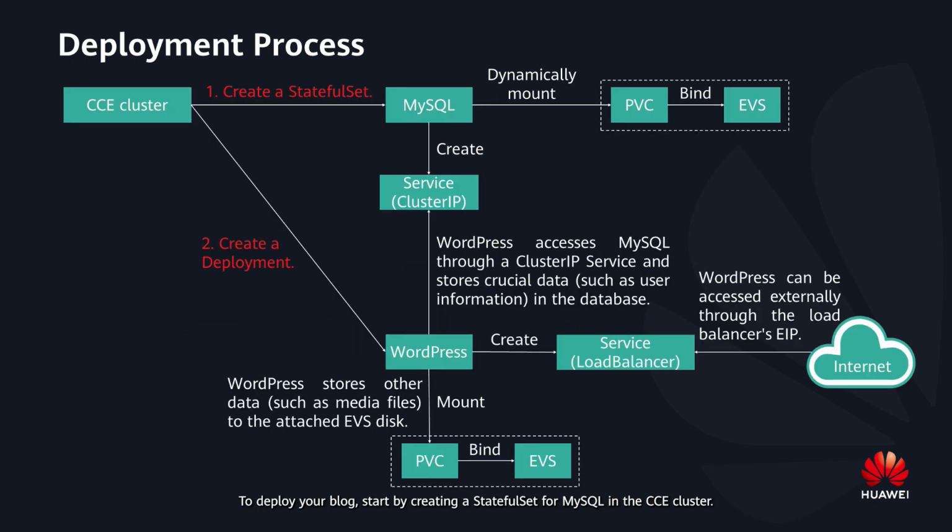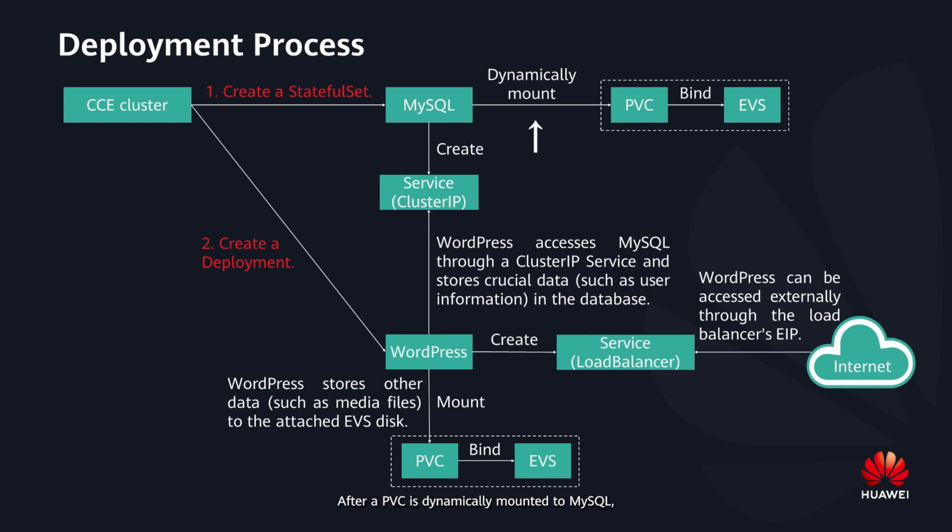To deploy your blog, start by creating a stateful set for MySQL in the CCE cluster. Next, create a cluster IP service to allow WordPress to access MySQL and transfer crucial website data like user information. By storing important data in MySQL, WordPress can reduce the number of I/O operations required to improve performance.